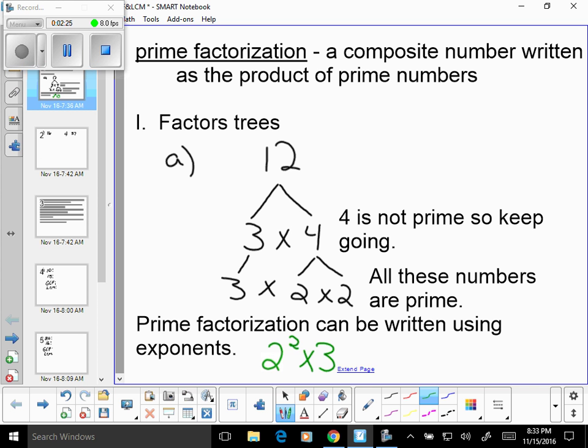Only I do not use exponents of 1. That's why the exponent on 3 isn't written. It would normally be a 1, and I don't write that, okay? Now, here's the deal. We usually write those factors in ascending order, meaning we start with the smallest number, which in this case is 2, and then we go upwards.